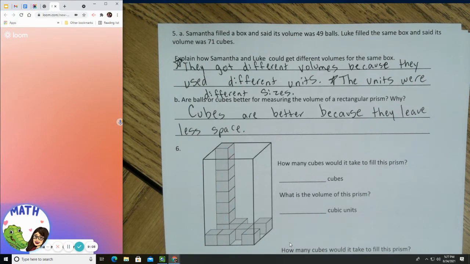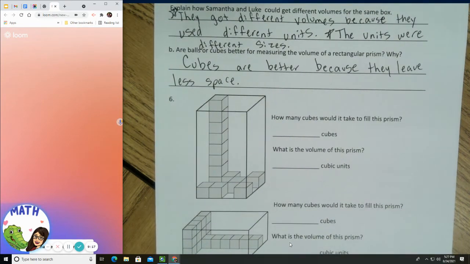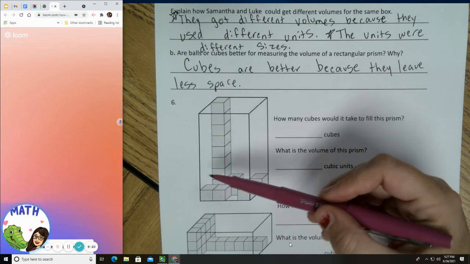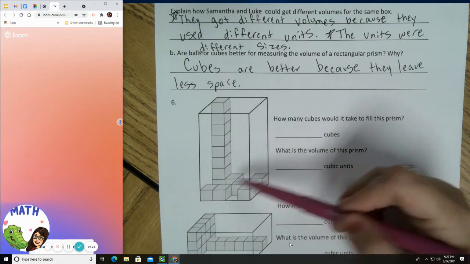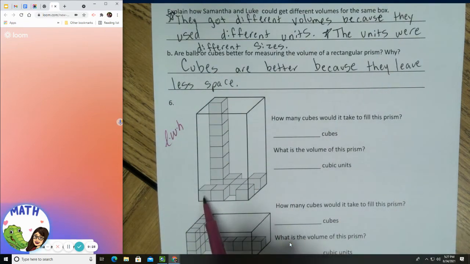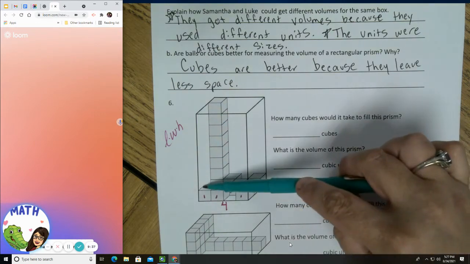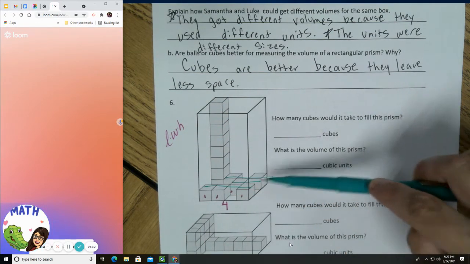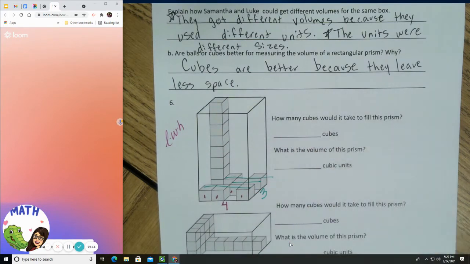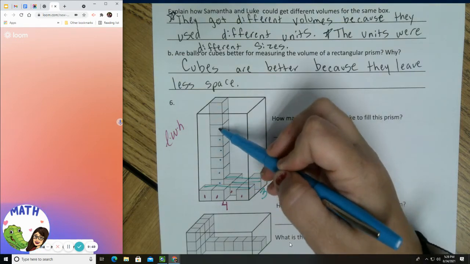If I am moving too fast, please feel free to rewind, watch, or pause the video at any time. Number 6, how many cubes would it take to fill this prism? I don't have a base that's filled in, so I'm going to use length, width, and height on this one. My length, I have 1, 2, 3, 4. My width, I'm looking this way and I'm going to see 1 row, 2 rows, 3 rows. And finally, my height, I have 1, 2, 3, 4, 5, 6, 7, 8.